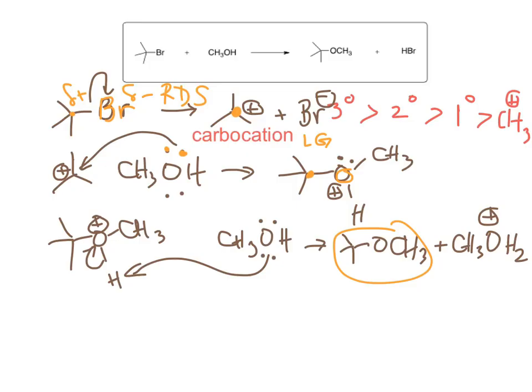Because of this, the rate law equals a constant times the concentration of alkyl halide, and if you notice, only the alkyl halide participates in the slow step of the reaction, and that is why this reaction is called unimolecular nucleophilic substitution, SN1.